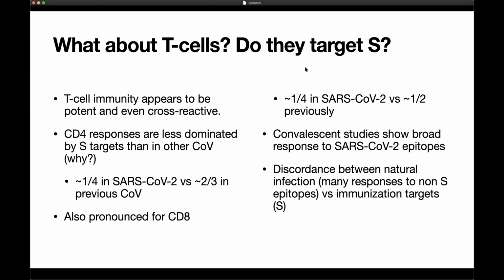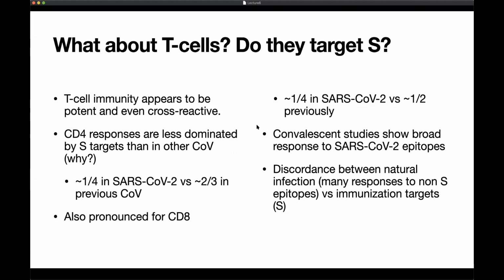So what about T cells? So what do we know about T cells and SARS-CoV-2? Do they target spike, for example? And there's good evidence that T cells do things that are quite unusual in SARS-CoV-2. So it appears the immunity appears to be both potent and cross-reactive, right? Meaning that you can borrow effective T cell immunity from other coronaviruses. And CD4 responses are less dominated by targets and spikes than other coronaviruses. It's not entirely clear why. So for example, only about a quarter of all the T cells target spike in SARS-CoV-2 versus about 2/3 in previous coronaviruses.